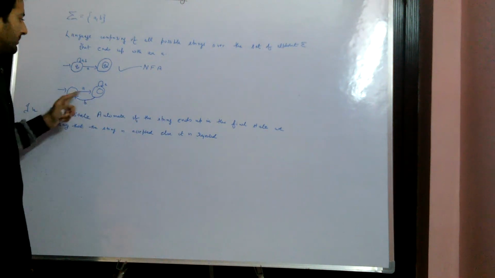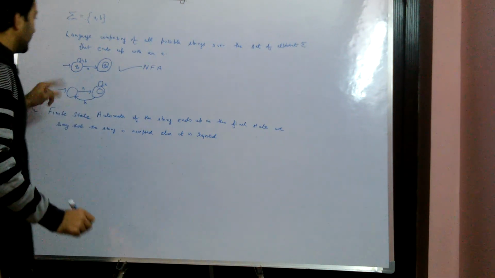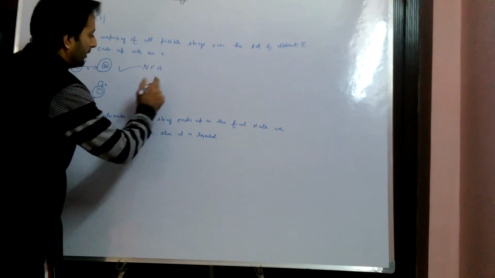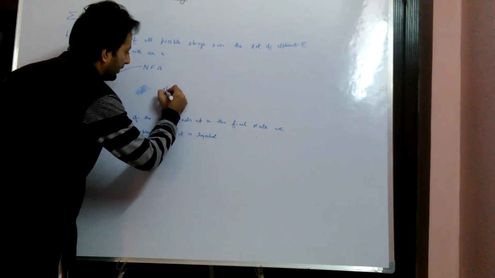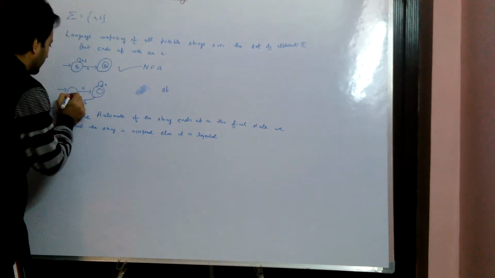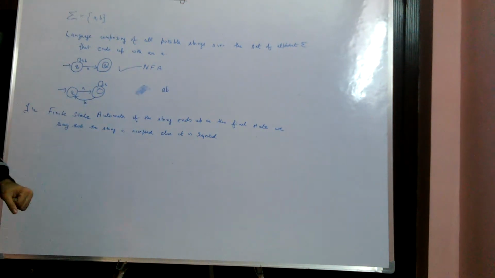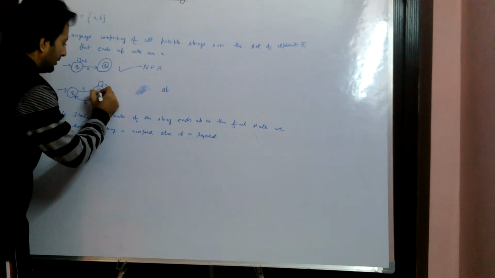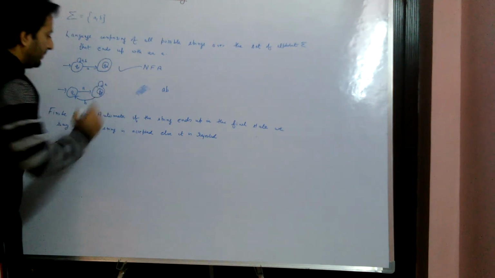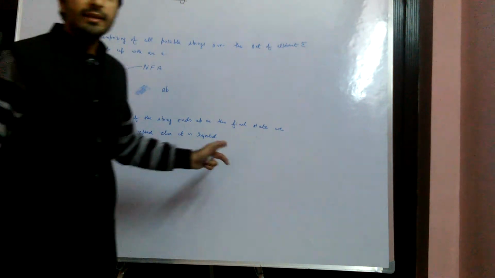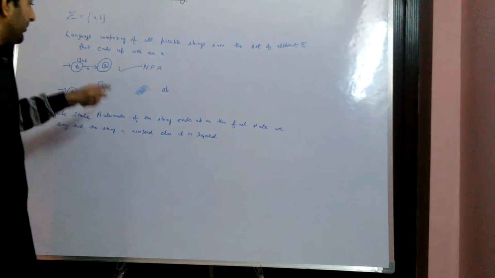Suppose the string is just AB. It does not reach the final state, let us represent it by QF. Since this string is not ending up in the accepted state, it has been rejected.